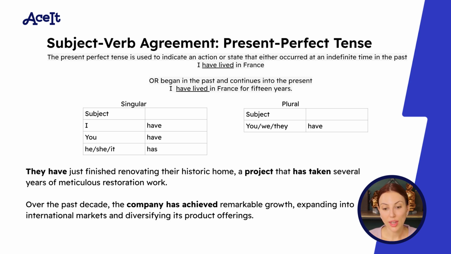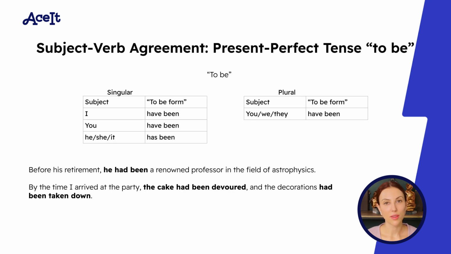They have just finished restoring their historic home, a project that has taken several years of meticulous restoration work. Over the past decade, the company has achieved remarkable growth, expanding into international markets and diversifying its product offerings. Once again, the verb to be has its own set of unique rules. All you need to remember is that you need to add been after the has or have in your sentence.